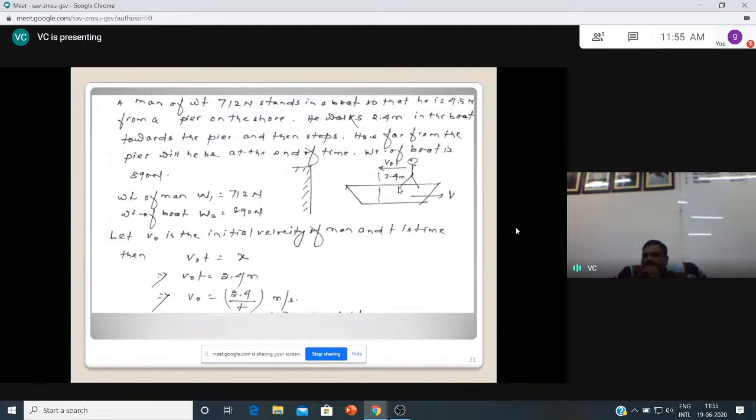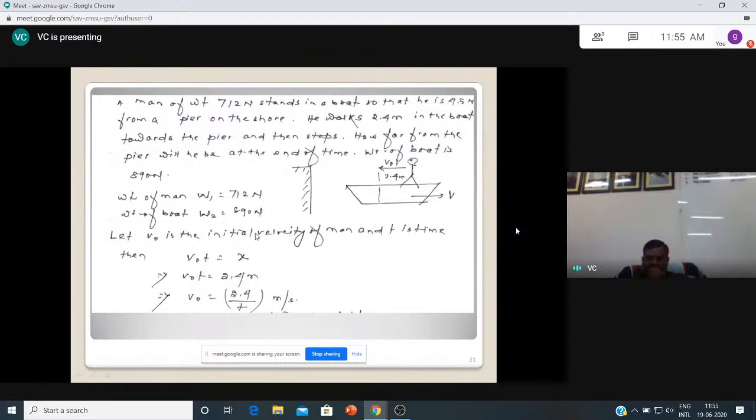Okay. The man goes towards the fire, and how far from the fire will he be at the end of the time? Weight of the boat is 890 newtons. The man's weight is 712. The initial velocity of the man moving like this, the value is not given, but it is moving. This is the velocity of the boat. So it is moving, s is equal to ut plus half a t square. A is constant here.